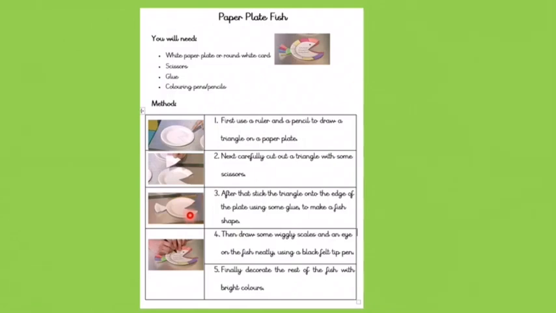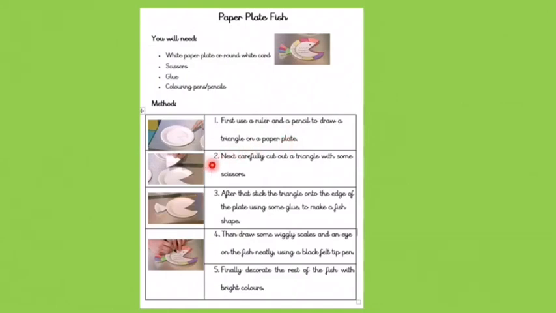I am going to read the instructions to you and then I will explain what your first task is today. So it says you will need white paper plate or round white card, scissors, glue and colouring pens or pencils. At the top it says you will need. Then it says method. A method is another word for saying how you will do something. So there are some pictures here down the side, and next to this picture it says number one. First, use a ruler and a pencil to draw a triangle on a paper plate.